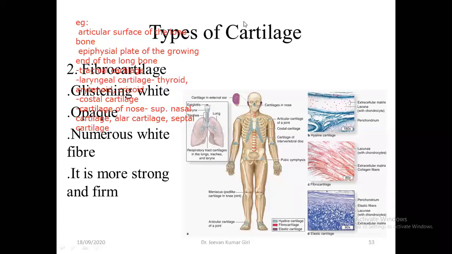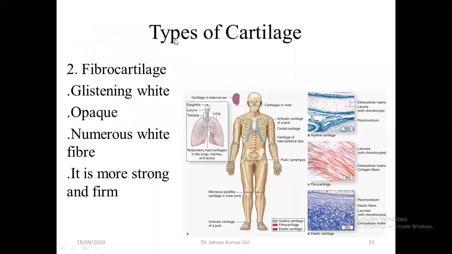So next is the fibrocartilage. See here, fibrocartilage. If you see the color of the fibrocartilage, it is glistening white in color. The appearance is opaque. If you see the fiber, you will see numerous white fibers, that is the collagen fiber again.